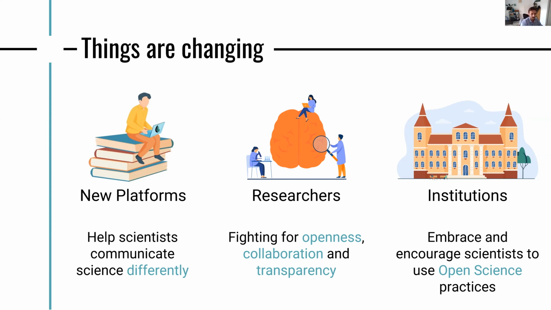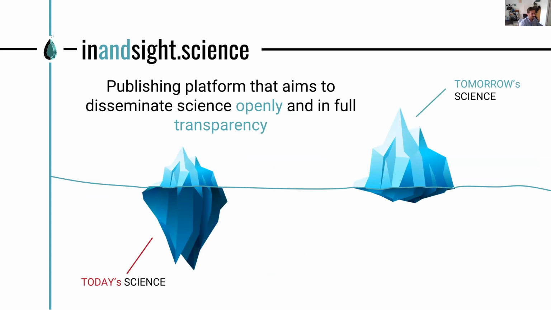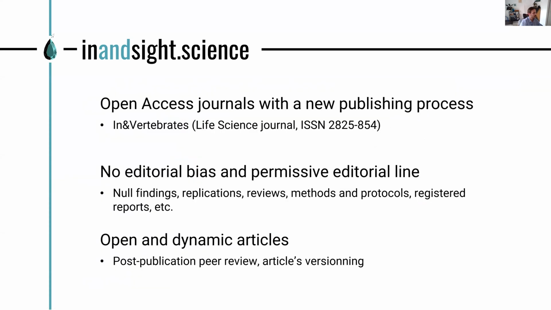So what is In&Sight exactly? Our initial goal was, in fact, to take all of the science that is not published, that is buried in the file drawer of the scientist, and to bring it to the site of researchers. To this aim, we have created this open publishing platform where we try to disseminate science in full transparency. And exactly how does it work, you might ask? And what can you find on that platform?